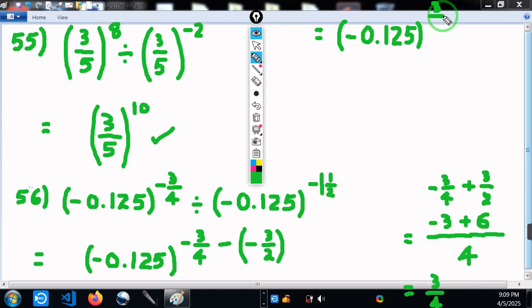Do we need to turn this into a fraction? Not necessary. Okay, minus 0.125 is actually 1 over 8. So not necessary to change. Just leave it at that, and this is the final answer. 56 now, going to 57.